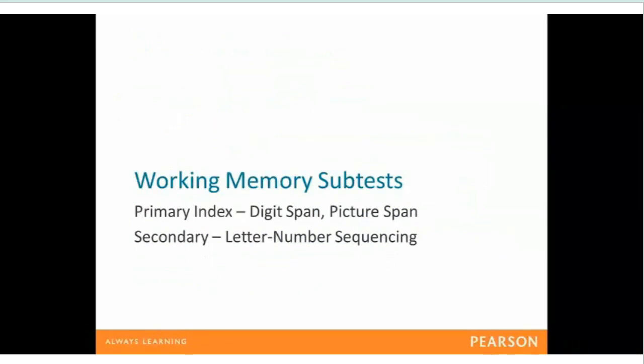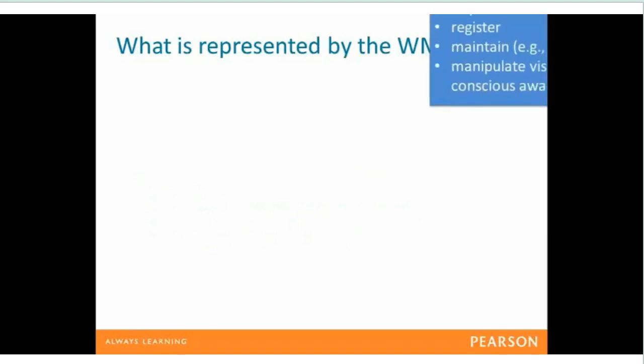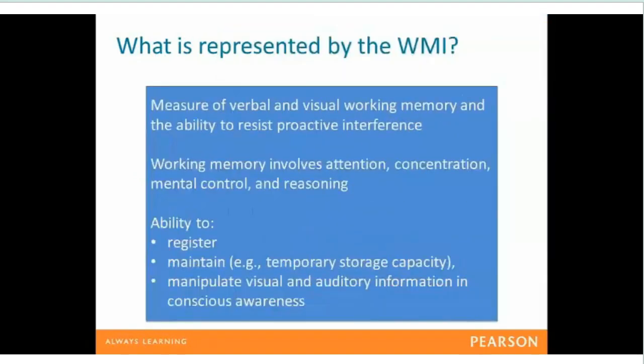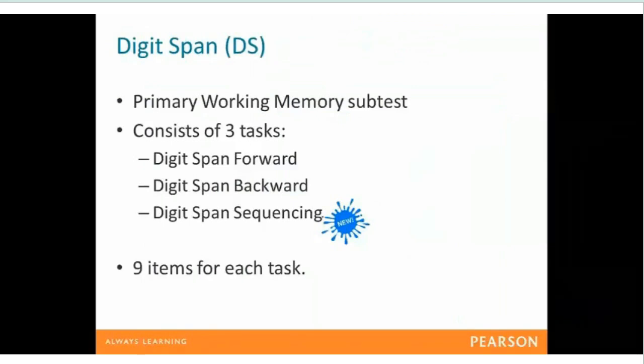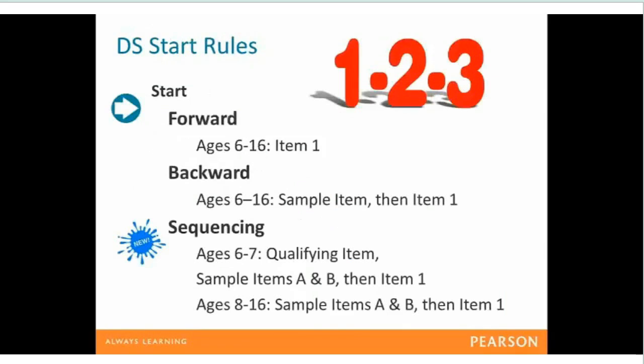Our last 2 areas of the WISC-V are working memory, and we have digit span, picture span, and the secondary, which is letter number sequencing. Working memory in the WISC-V is both visual and auditory. Digit span is forward, backwards, and the new area, which is sequencing.